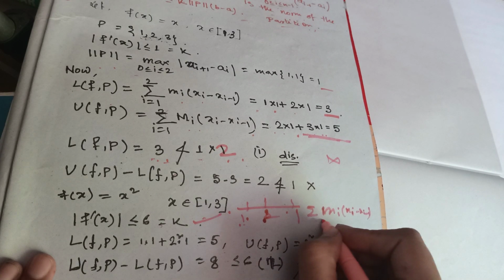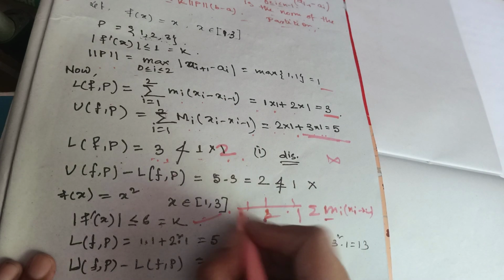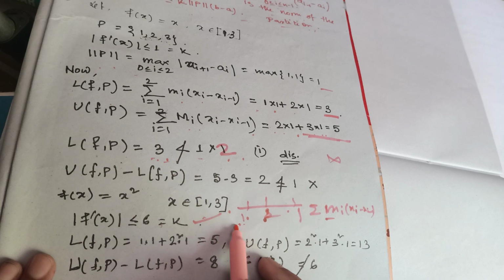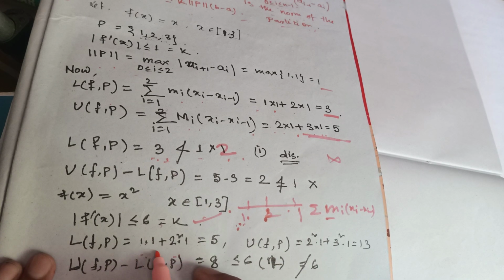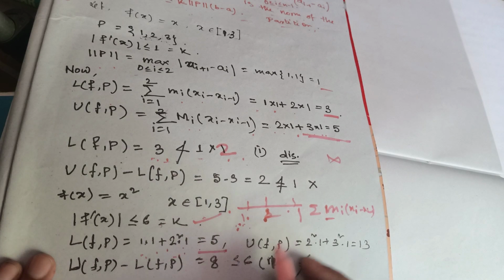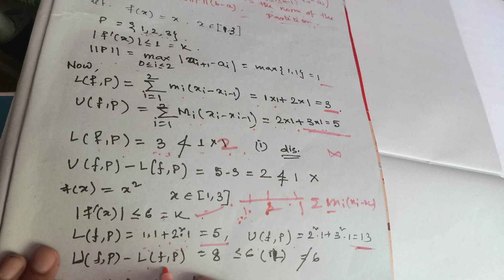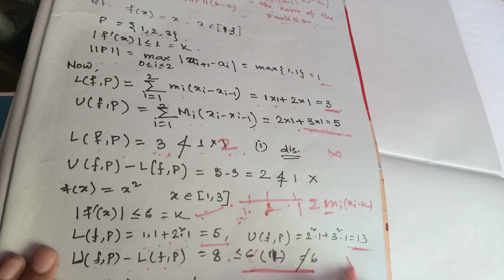So small mi, that means the lower integral. Here the function's lower integral is x square. First we put 1 and second we put 2, that means 1 into 1 plus 2 square into 1, that is 5. For the UFP, we put this and we get 13. So UFP minus LFP is equal to 8, which is not less than or equal to 6. So this is also incorrect.